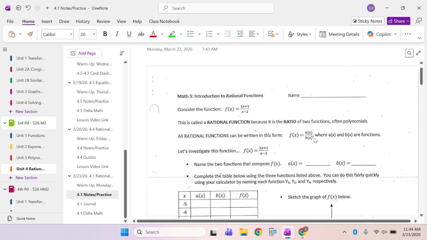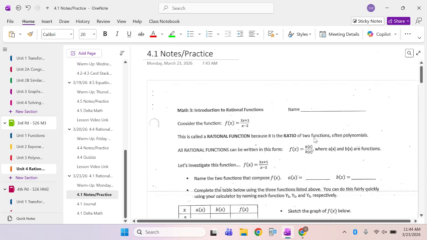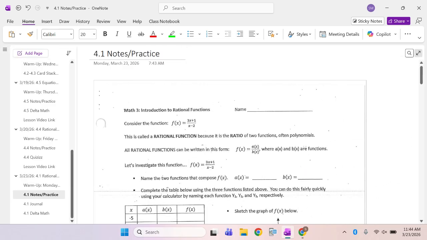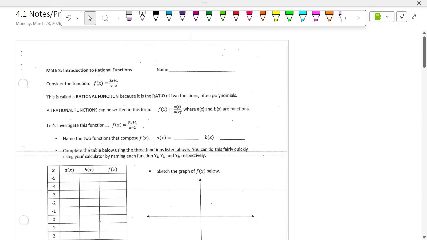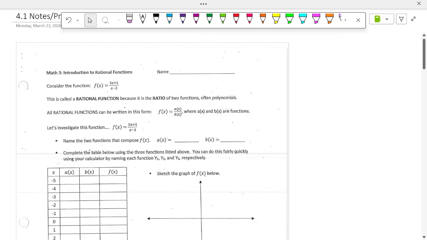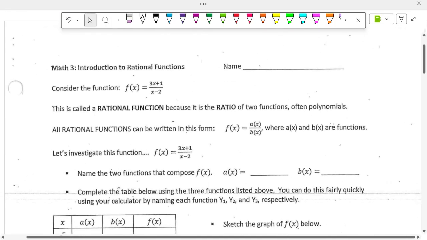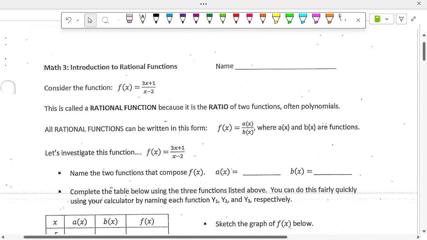All right, so I'm on page 21 in your packets. The last thing we're going to talk about in this unit is, we've talked about all the ways you can simplify rational expressions, how you can solve rational equations. Now we actually got to talk about the graphs of rational functions.